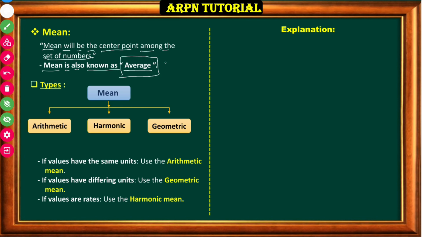To do the calculation, it depends on which type of data you have. Do you have arithmetic data, harmonic data, or geometric data? And how can I get to know which data is arithmetic, which one is harmonic, and which one is geometric? There is a standard difference between all of them. It depends on whether the values have the same unit, all the data you have in your set.